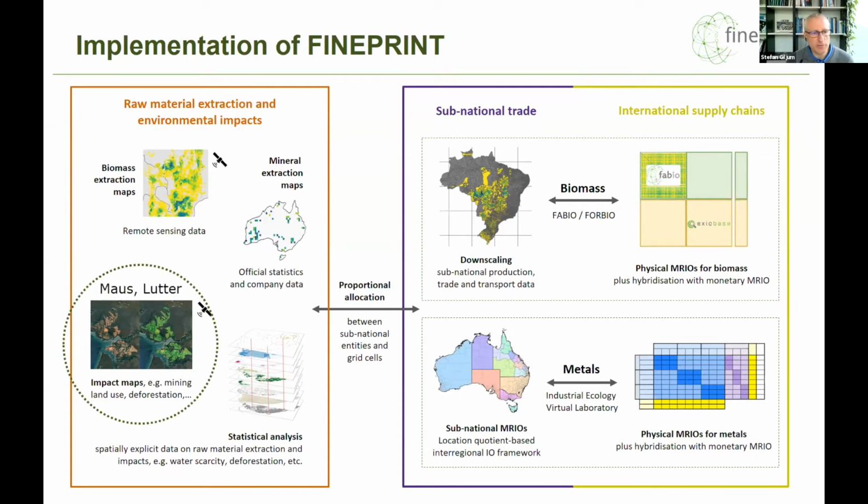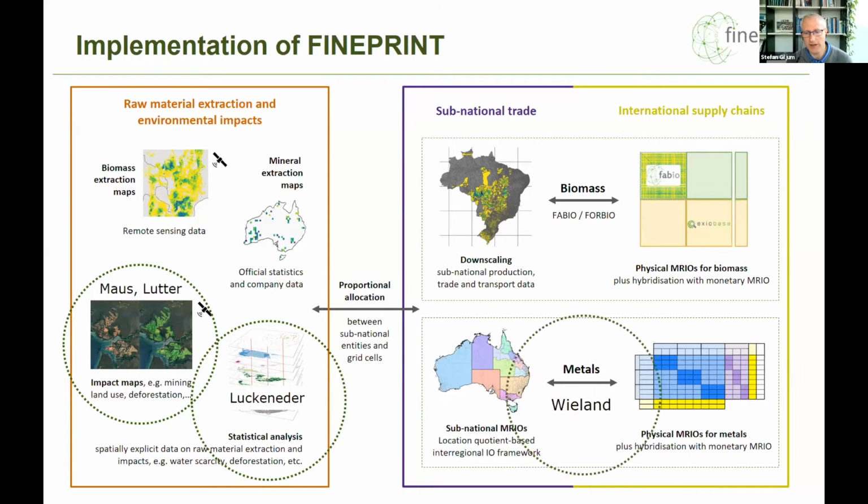Just to give an overview of what you can expect in the next few minutes. Victor Maus and Stefan Lutter will focus on our work related to the environmental impact assessment of mining. Then Sebastian Luckeneder in his presentation will show how we use statistical and econometric methods to investigate the environmental impacts, but also the socioeconomic consequences of mining activities. And finally, Hans-Peter Wieland will present in a nutshell our work on the physical trade models with a focus on metal ores.